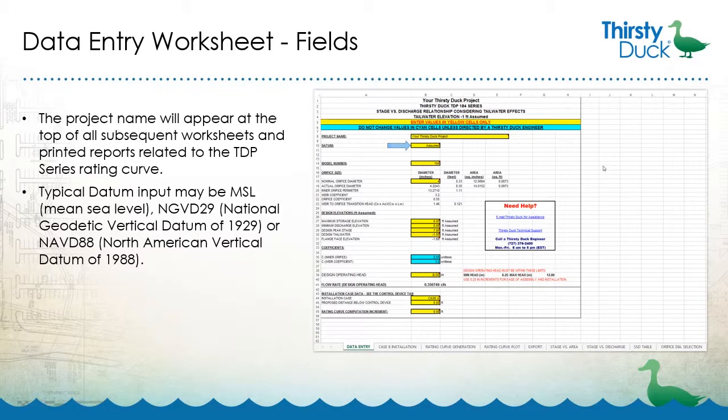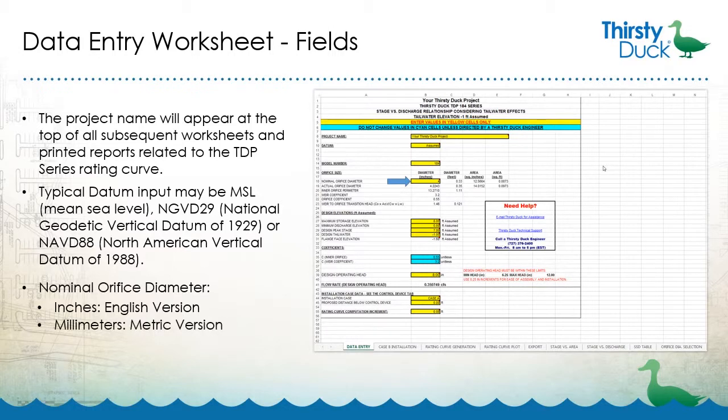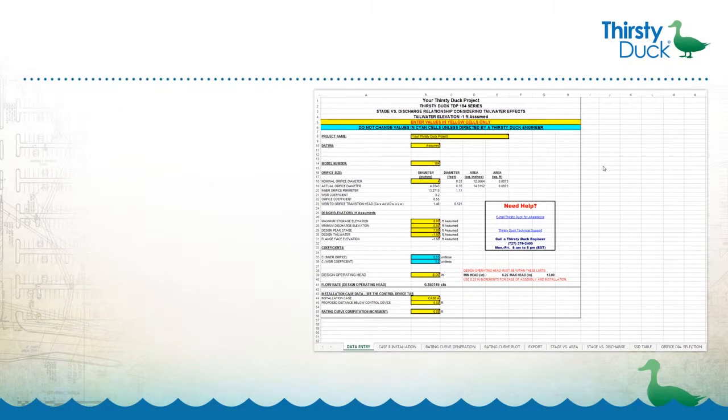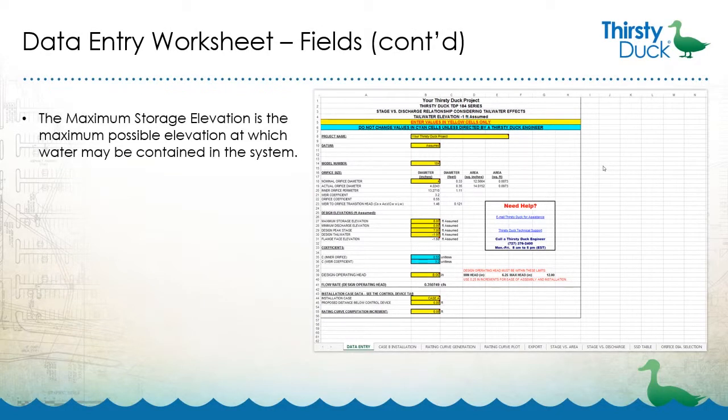The third cell is the TDP series model number. When the cell is selected, a button appears immediately to the right of the cell. The button activates a drop-down menu which allows the user to select the appropriate model number. The fourth input is the nominal orifice diameter, for which a rating curve is desired. Enter this value in inches in the English version of the design tool and millimeters in the metric version of the tool. The next series of inputs are the system design elevations.